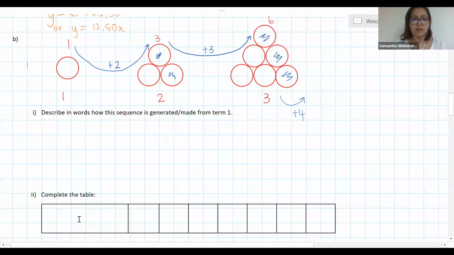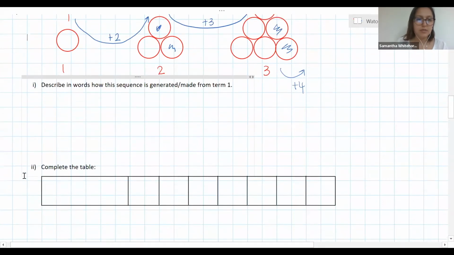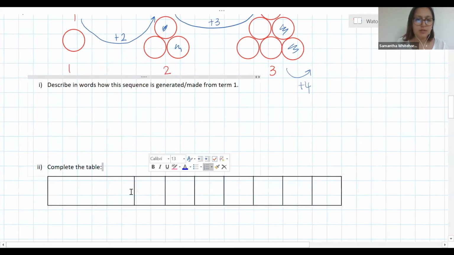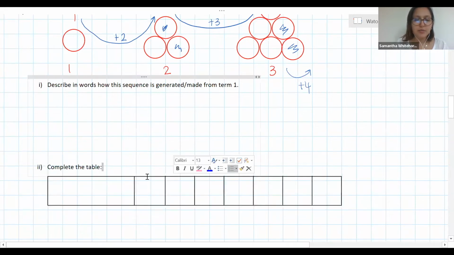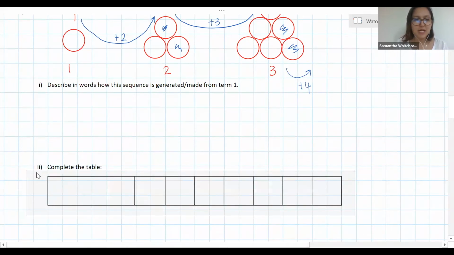I don't like the table here. Sorry, let me just move this, otherwise it's going to upset me. You would think I'd be able to do this, even if it's not perfect, but no. Right, so we've got our input. Oh, it's testing me tonight.